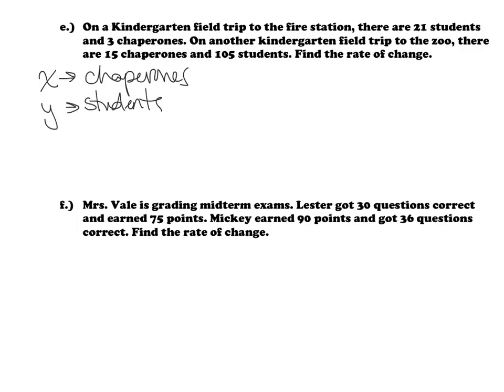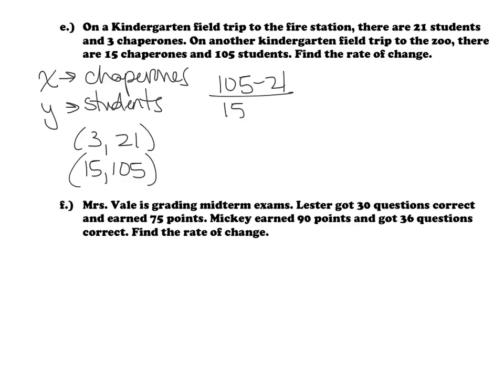Then you need to come up with your ordered pairs. My ordered pairs here are (3, 21) and (15, 105). Then use the slope formula: 105 minus 21 over 15 minus 3. 105 minus 21 gives me 84, and 15 minus 3 is 12. So I have 84 over 12, and 12 does go into 84, so that reduces to 7 over 1. That's my slope.